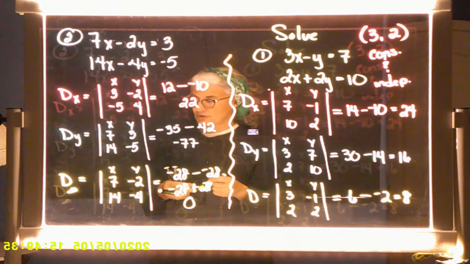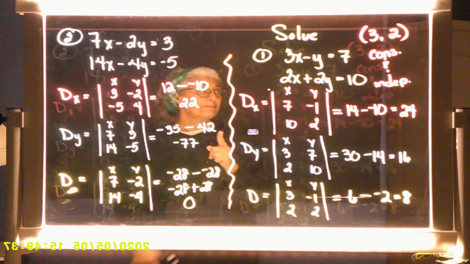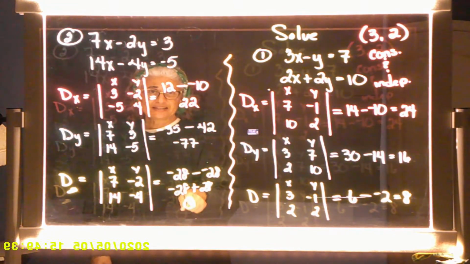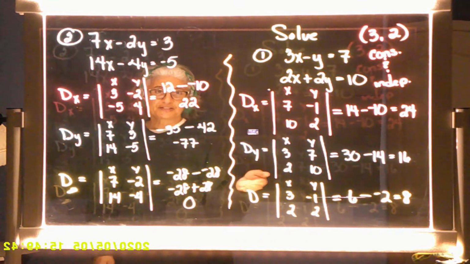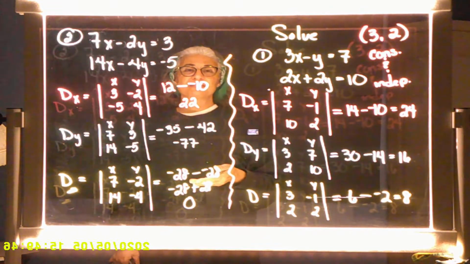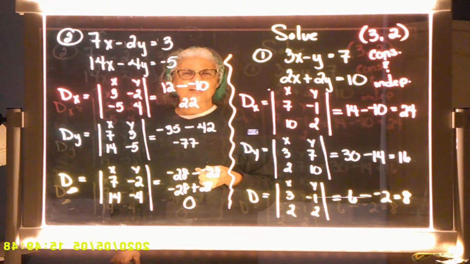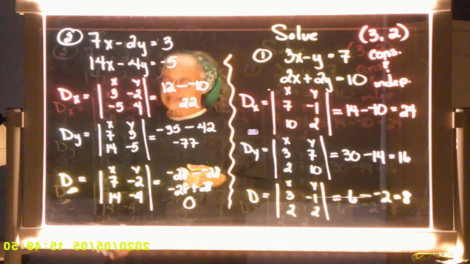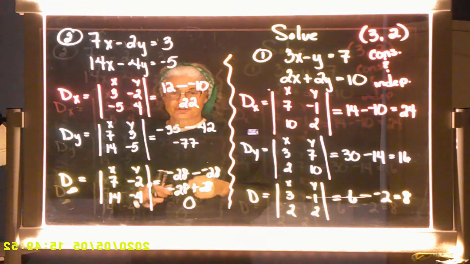Yikes! Remember, that D, that main determinant, goes on the denominator, doesn't it? That means you're trying to divide by 0, doesn't it? Can you divide by 0? Nope, can't divide by 0. So, you know what this means?